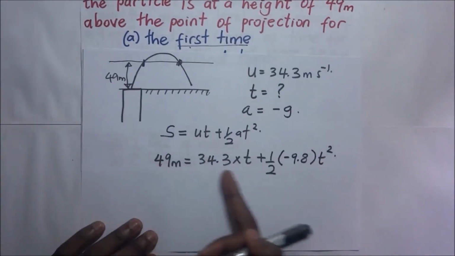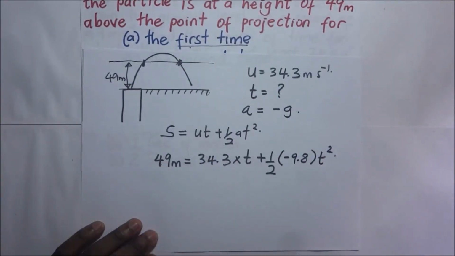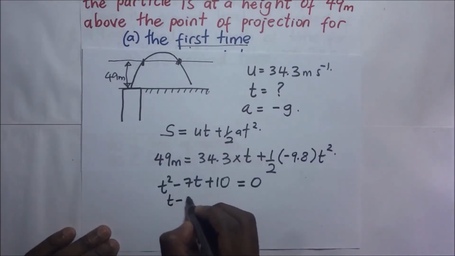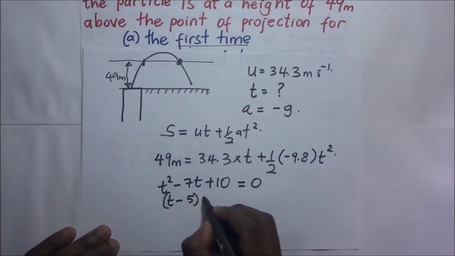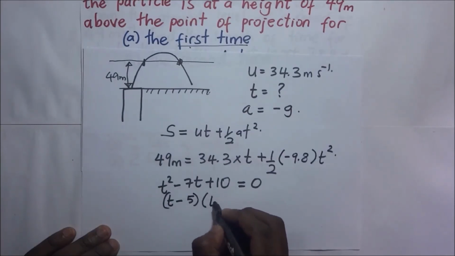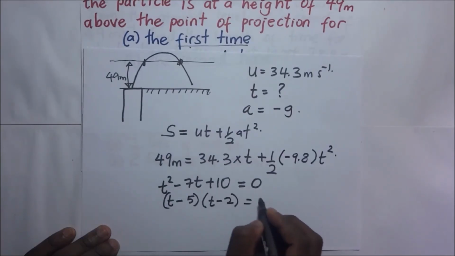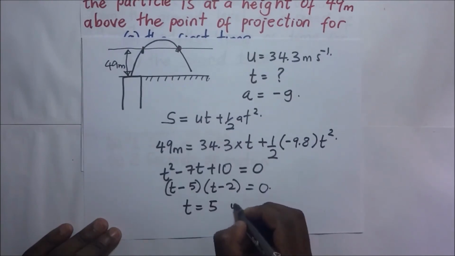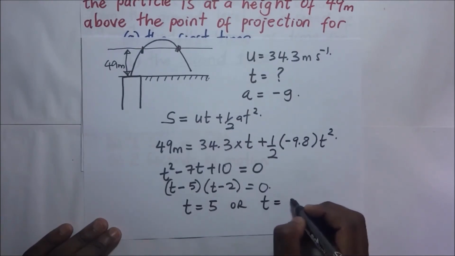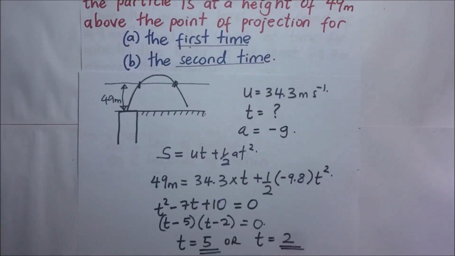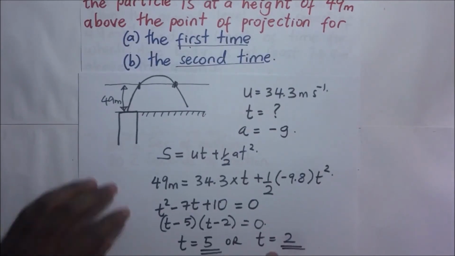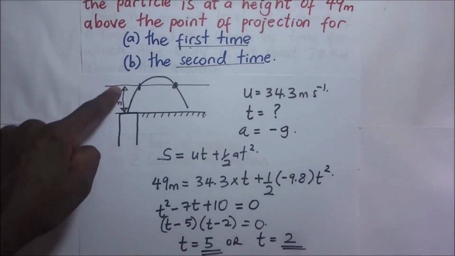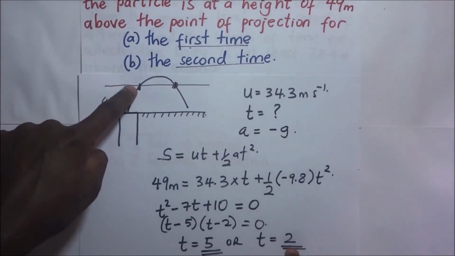When you rearrange this equation, you're going to end up with a quadratic equation, and solving that quadratic equation gives you t minus 5. The roots are 5 and 2. So the values of time are t equals 5, or t equals 2. To answer the question, it simply means that as this particle was moving upwards, the first time it will be 49 meters above the point of projection will be 2 seconds.